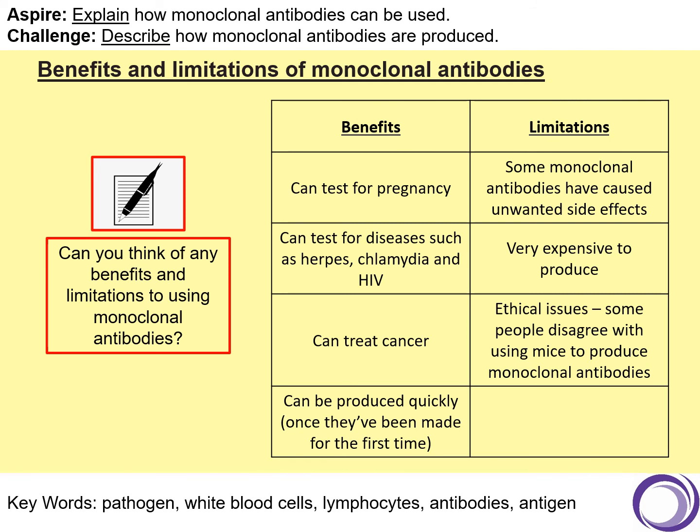So the benefits and limitations of monoclonal antibodies are: the benefits are they can test for pregnancy, can test for diseases such as herpes, chlamydia and HIV, they can treat cancer, and they can be produced very quickly once they've been made for the first time. However, the limitations: some monoclonal antibodies have caused unwanted side effects, they are very expensive to produce, and there are some ethical issues, as some people disagree with using mice to produce monoclonal antibodies.